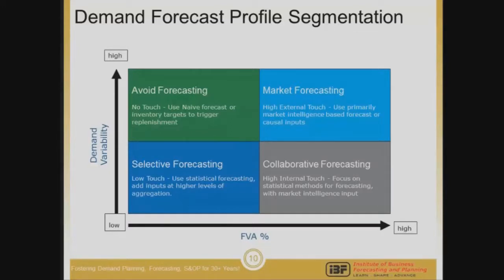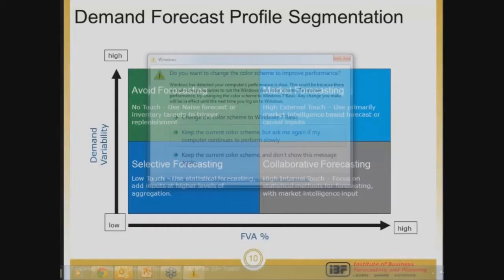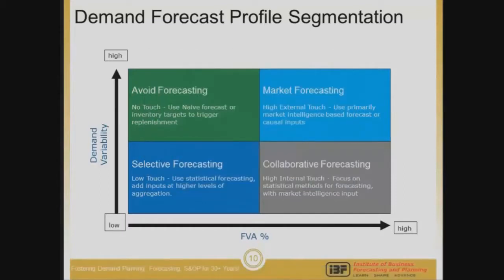And I've seen some companies where that midpoint is 0, where on the left, the avoid forecasting and selective forecasting side, you have a negative forecast value add, versus the market forecast and collaborative forecast, you have a positive forecast value add. Other industries, with some of the CP type of industry, you could have a 1 to 2% on the left-hand side, and then the 5 to 10% over on the right-hand side. So it really depends on your individual business and company. But from left to right is your forecast value add.